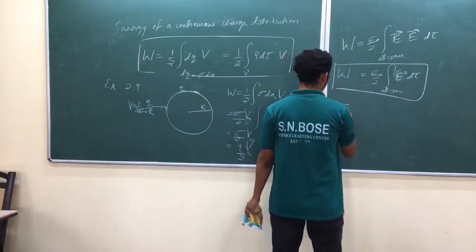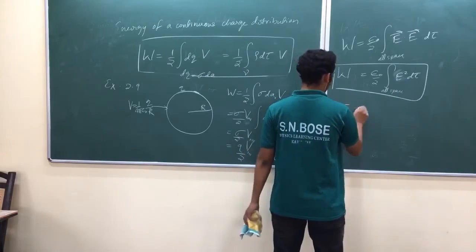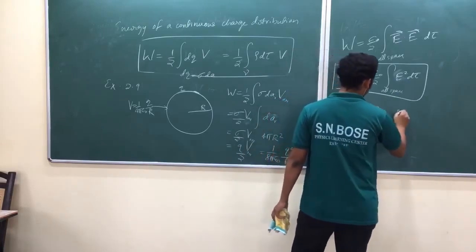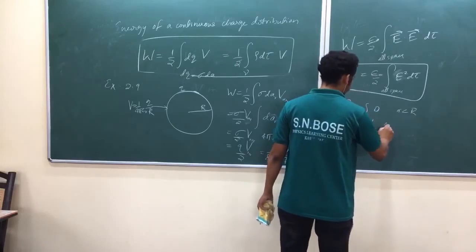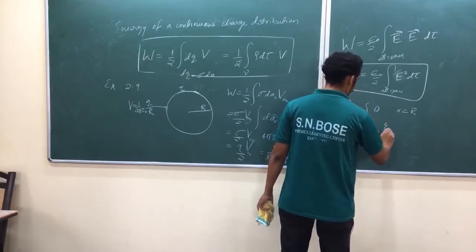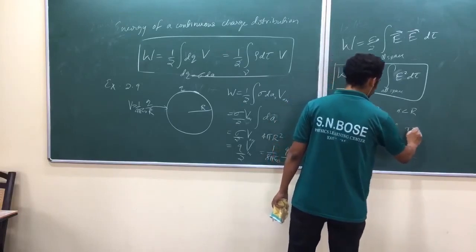Look at here. The electric field is equal to 0 when r is less than R, and that's equal to 1 by 4 pi epsilon naught Q by r square r cap when r is greater than R. Am I right?